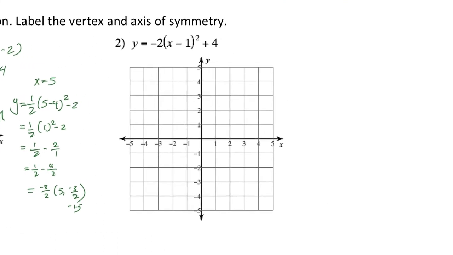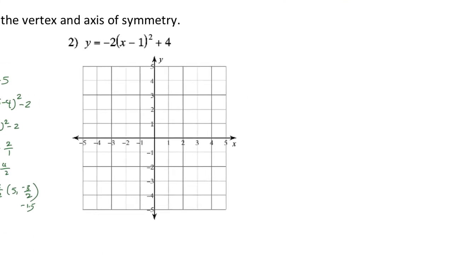Okay, let's see number 2. Again, let's start by identifying my vertex. So it's (1, positive 4). So (1, 4) is up here. Then my axis of symmetry is x equals 1. So I'm going to mark that right here.